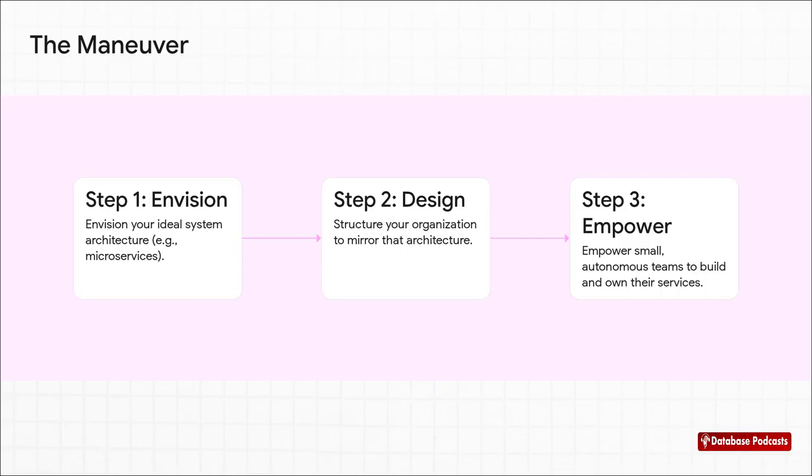And the process is actually pretty straightforward. First, you figure out the ideal system architecture you want. Let's say it's a flexible microservices system. Second, you literally restructure your organization to mirror that goal by creating small, independent teams. And third, you give those teams the power and the tools to actually build and run their services.